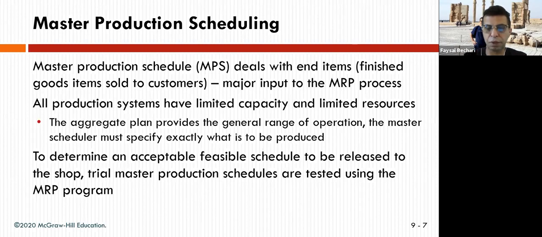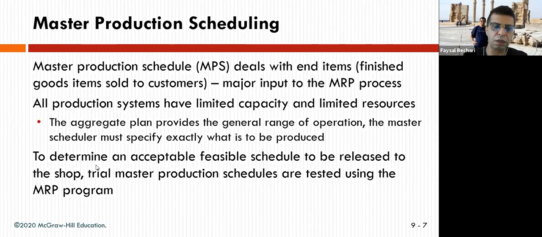setting up your MRP. The aggregate plan provides a general range of operation. The master schedule must specify exactly what to produce. So they will tell you, I need 100 units at this time, to be delivered to this place, with this quality, all the specifications. And this goes to the MRP, and MRP starts logically dismantling the order into small pieces and does the process for it.